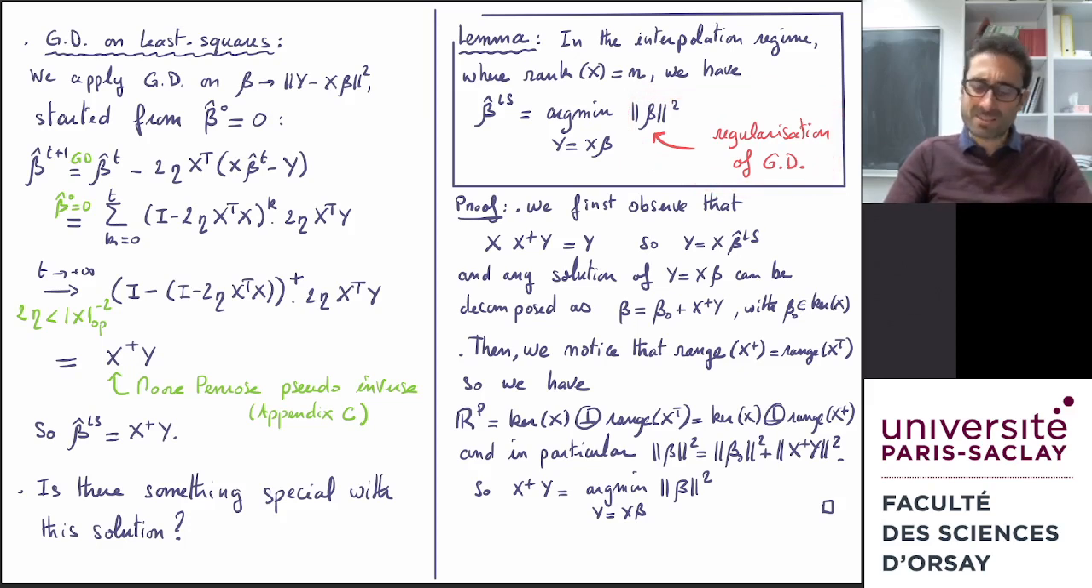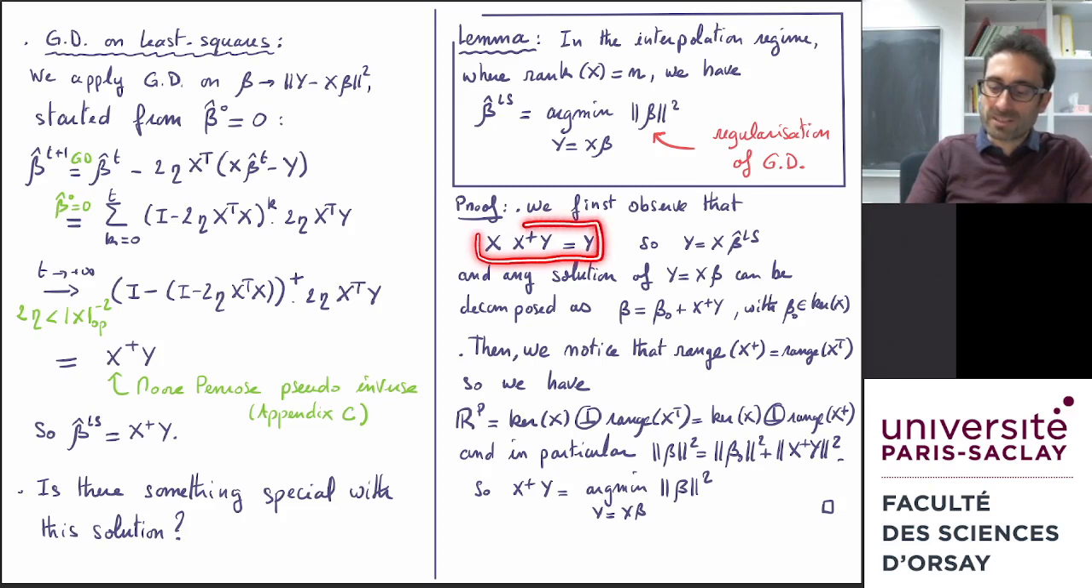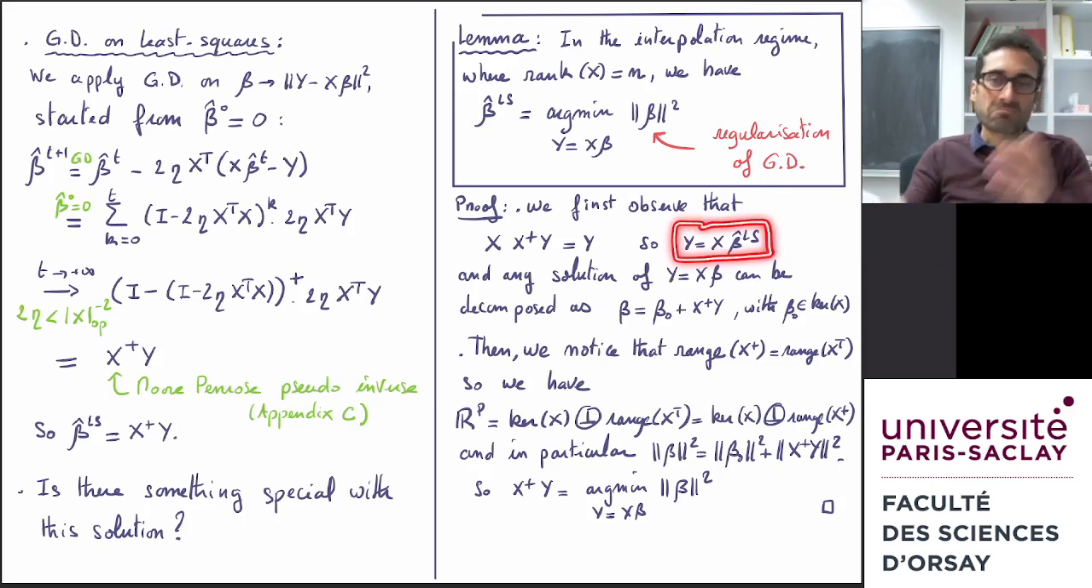Let me prove this result. It is very simple. First of all, since the rank of x is equal to n, I have that x x plus is equal to the identity. So x x plus y is equal to y. I remind you that x plus y is my estimator. So my estimator is interpolating. It is not a surprise.